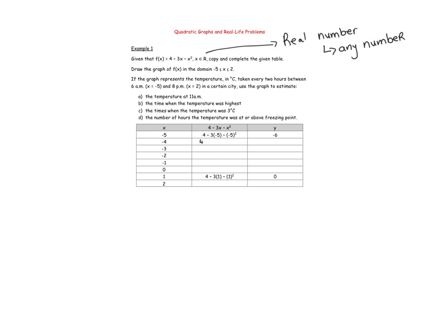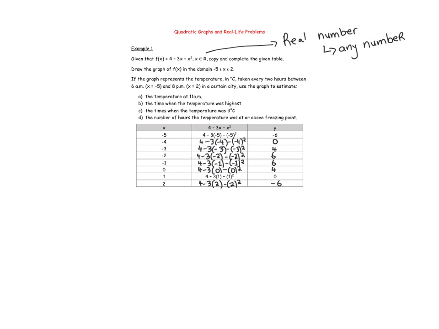So the second one then would be 4 minus 3 times minus 4 minus minus 4 squared, and so on. You can fill in the rest of the table then. So you'll be left with this. So when you type in minus 4, the y value you're going to get is 0. When you put in minus 3, the y value you're going to get is 4. When you put in minus 2, the y value you're going to get is 6. When you put in minus 1, the y value you're going to get is 6. When you put in 0, the y value you're going to get is 4. When you put in 2, the y value you're going to get is minus 6. So that's the first part done.